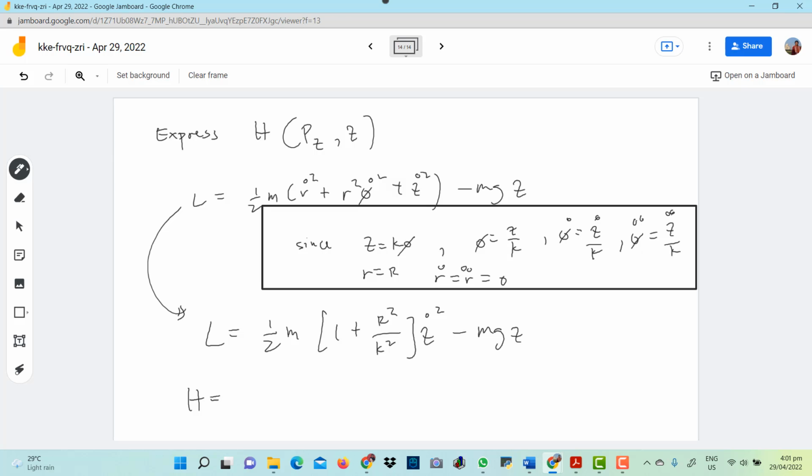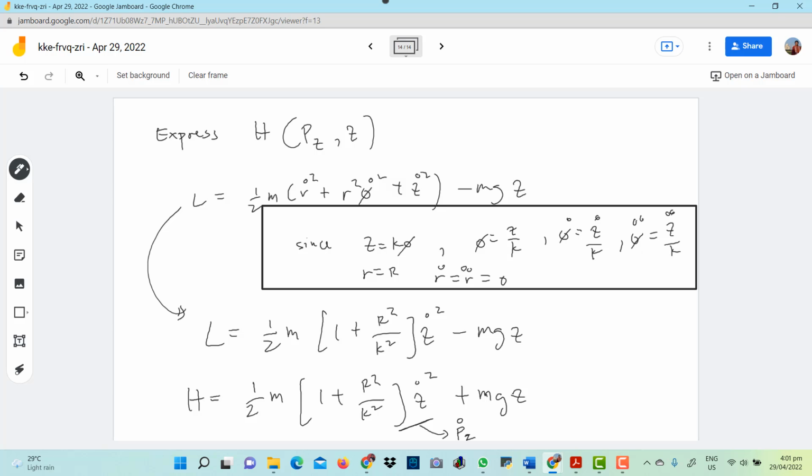Okay? So I can express the Hamiltonian as 1/2 m (1 plus r squared over k squared) z dot squared plus mgz. Okay, what you will do next is express the Hamiltonian in terms of pz and z. We need the technique for how to transform z dot into pz. Right now it is not yet expressed in terms of pz.